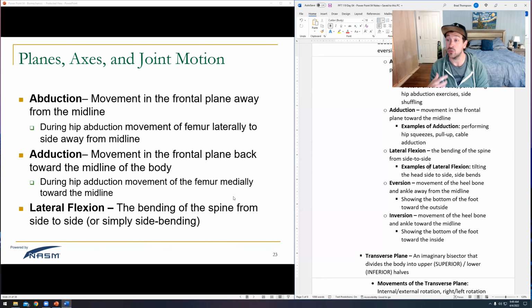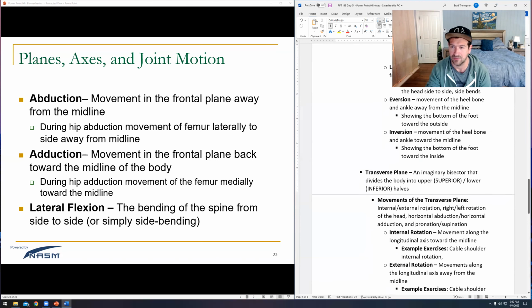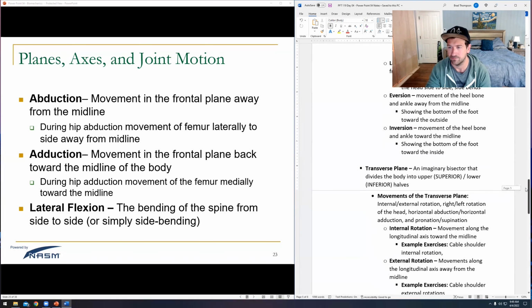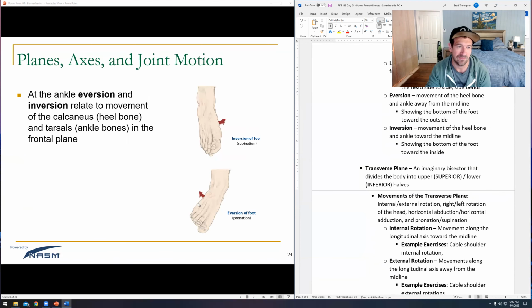The spine's unique. It's the very center of your body. But the wrist is off to one side, so it's either moving towards the midline or away from the midline. So we don't have to use that term anywhere else. It literally only exists in the spine. Lateral flexion does not come up very often, by the way. I can't even think of the last time I used that term.